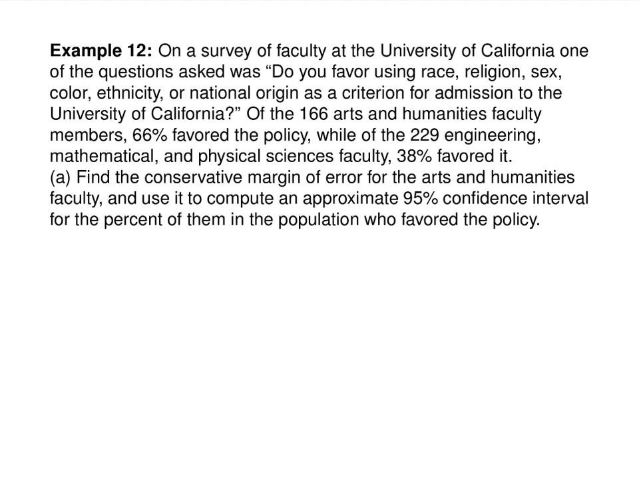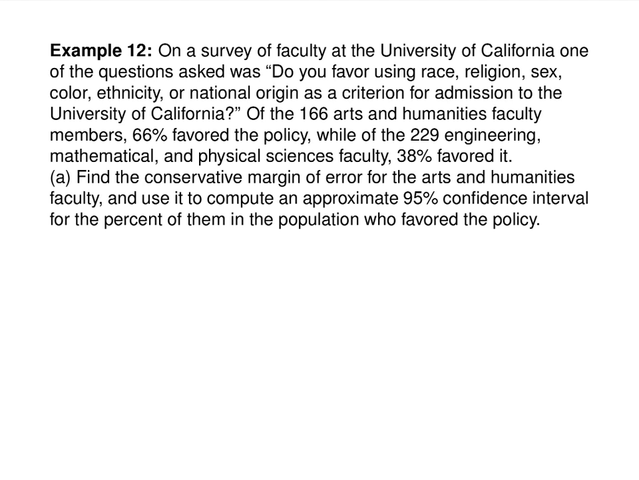So of the 166 arts and humanities faculty, 66% favored the policy. And in the engineering and mathematical and physical sciences faculty, only 38% favored it. And do you agree that those numbers seem to kind of make sense based on the personalities of people in those departments? Yeah, probably. Okay. So find the conservative margin of error for the arts and humanities faculty and use it to find this approximate 95% confidence interval for the percent of people in the population who favored this policy.